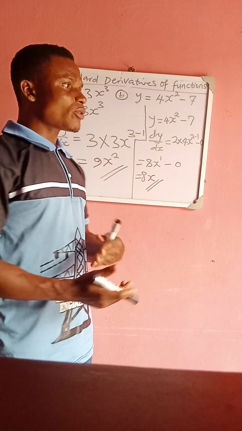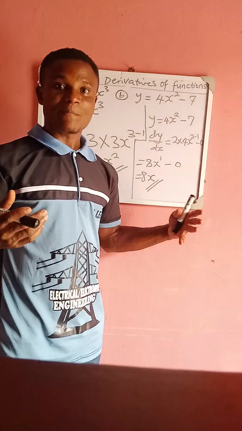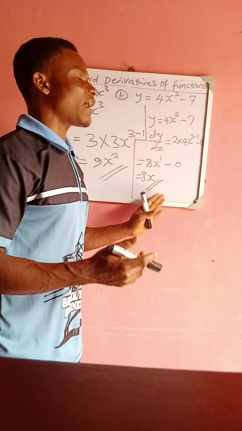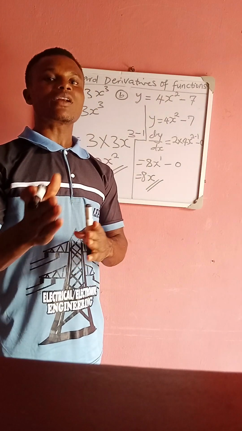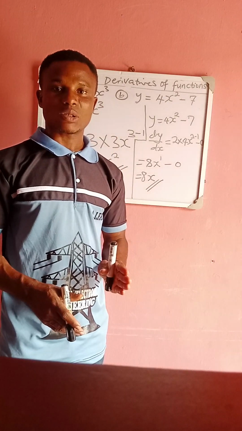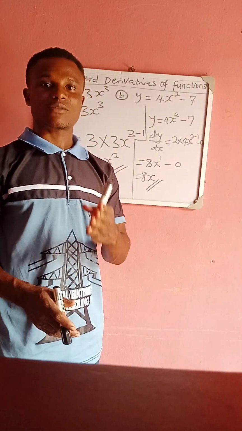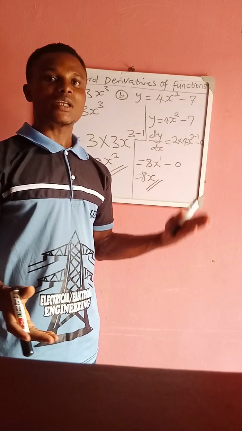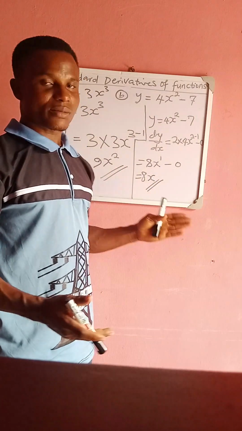So this is how it is solved when you use this standard derivative method of differentiation. But when you use first principle method, it is very, very long, and you still arrive at the same answer. So depending on the question, it may direct you to use first principle method, then you have to use first principle method to solve it. But if the question doesn't direct you to use first principle method, then you bypass it by using this method.